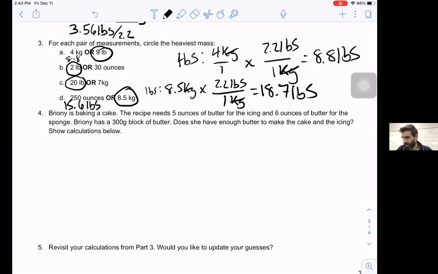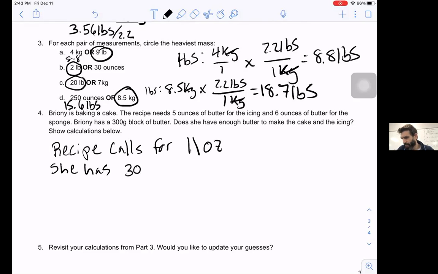So I guess this is the sponge cake. So she needs, her recipe calls for 11 ounces. She has 300 grams. Now we need to see: 300 grams equals how many ounces? So how many ounces does she have?